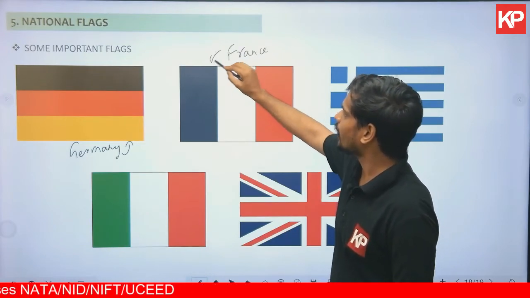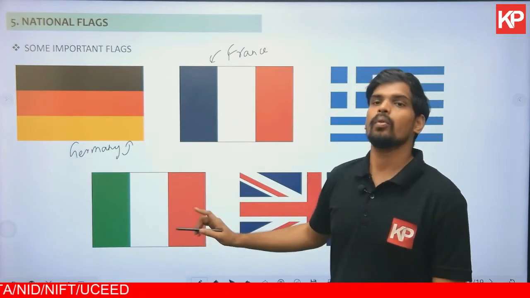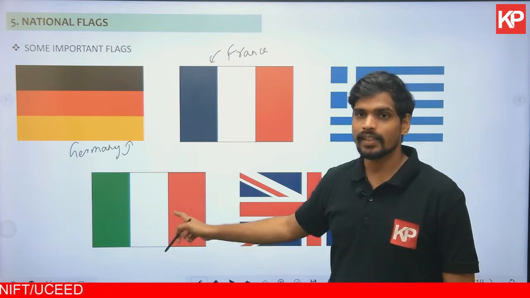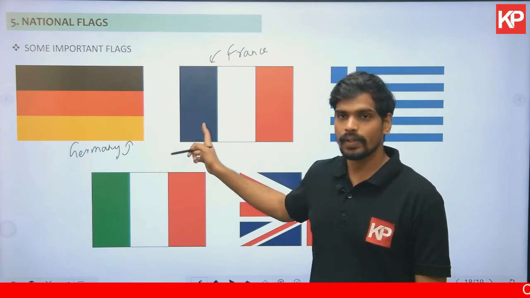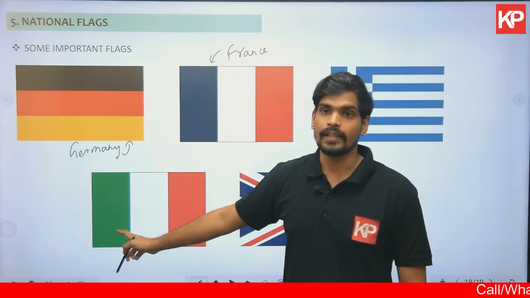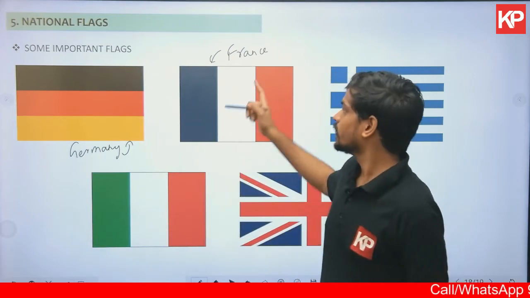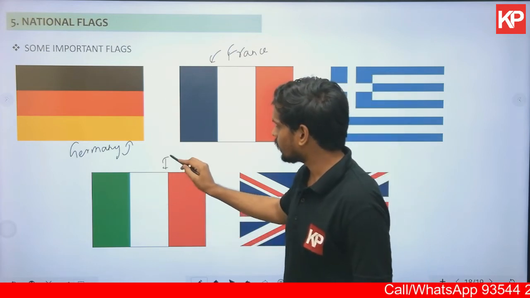If you see the flag of France and flag of Italy, both are somewhat similar. White in the center, red in the corner. Only this part is changing. Here it is blue, navy blue, and here it is green. That is the only difference, right? So this is the flag of France and this is the flag of Italy.